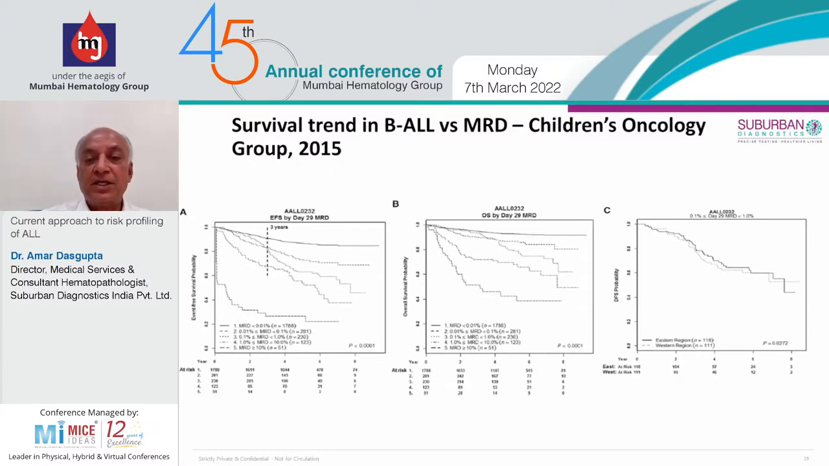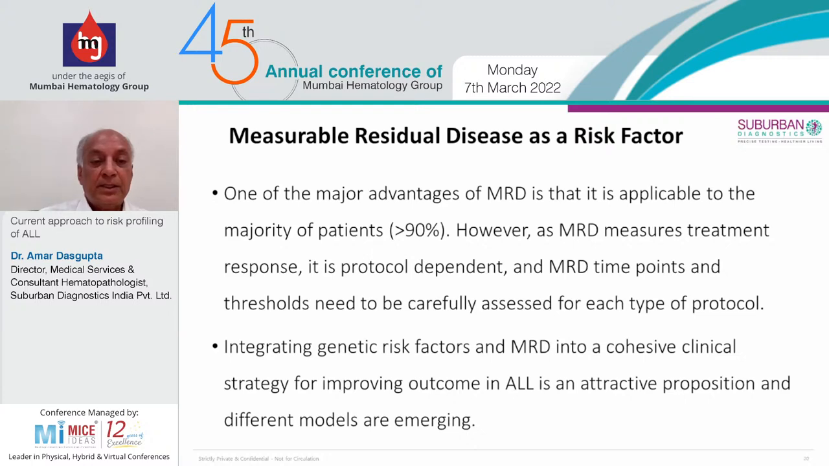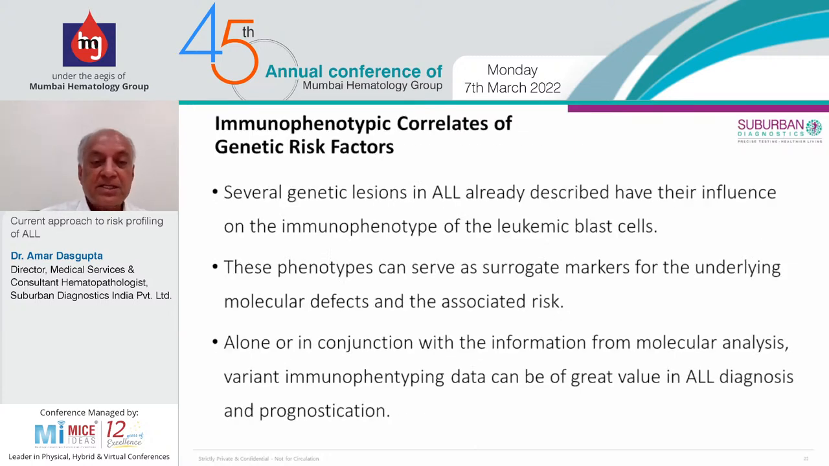But I certainly want to show you this figure, which was published by the Children's Oncology Group of the USA in 2015. It's a seminal work which showed for the first time that when you use the cutoff of less than 0.01%, you are able to stratify patients into different risk groups depending on how many residual cells you find in the patient at the time of remission, that is 29 days post-chemotherapy. So I think I will skip this.